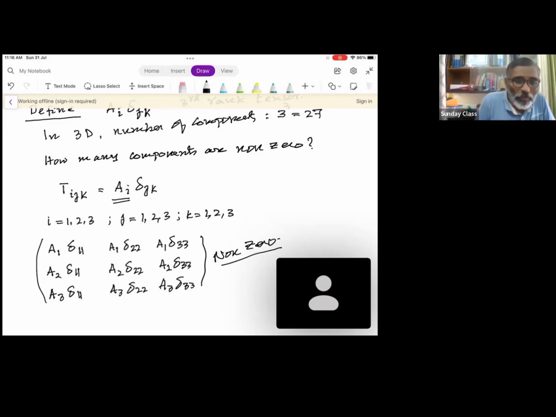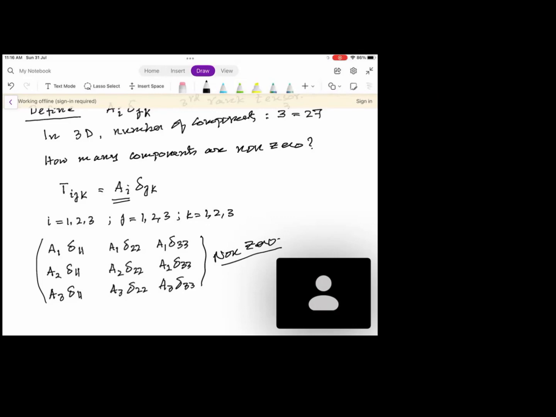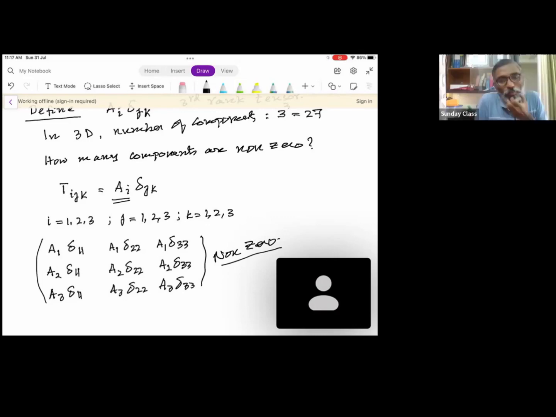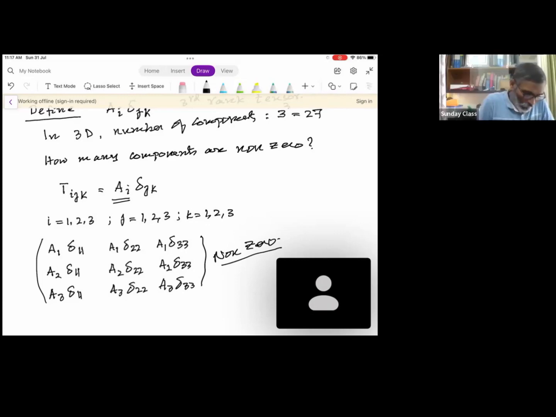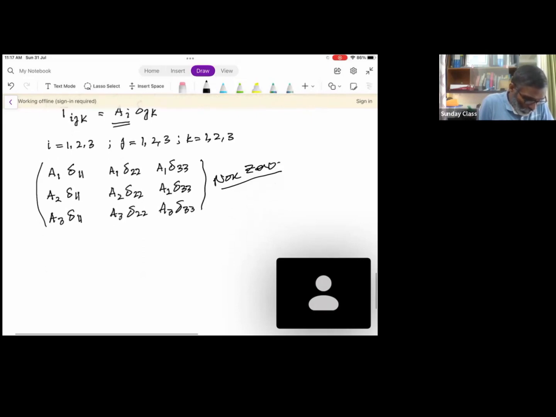So if you have an n-dimensional space, then what will happen? What is the number of non-zero elements? Total number of elements will be n cube, right? Yes, sir. So the number of non-zero elements will be n square. N square of them will be non-zero. Correct? Yes, sir.